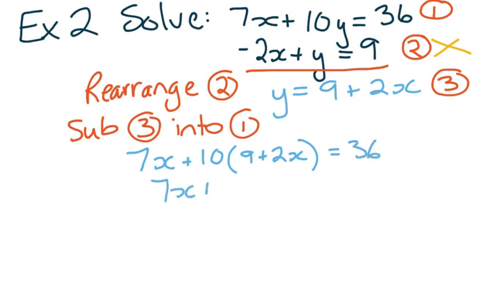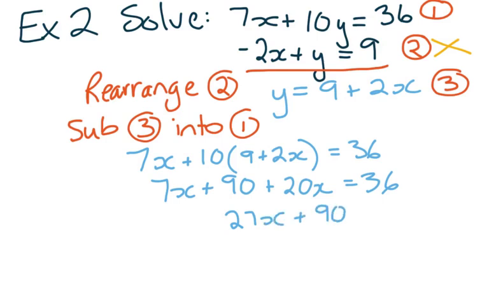Then we expand and collect, let's just fix that up. And then collect the like terms. So we've got 27x plus 90 is equal to 36. We move the 90 over, so we end up with 27x equals negative 54. So then x would be negative 2.